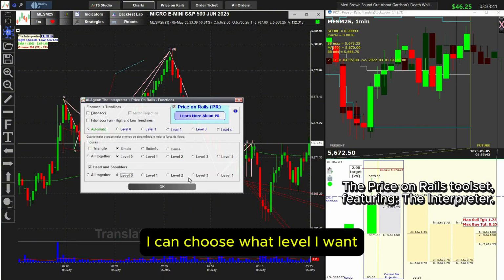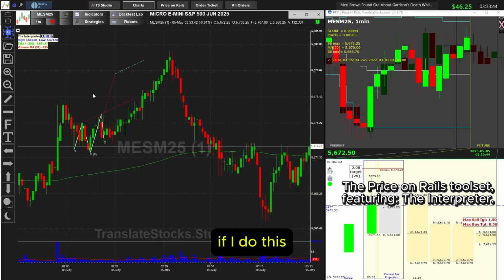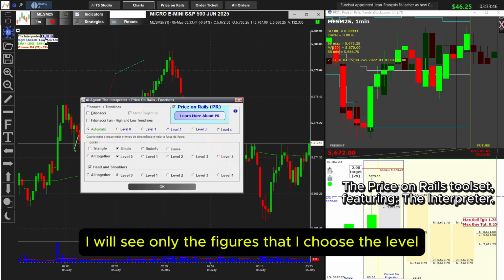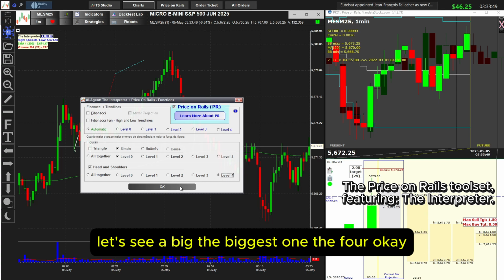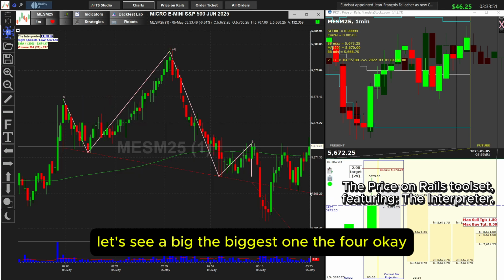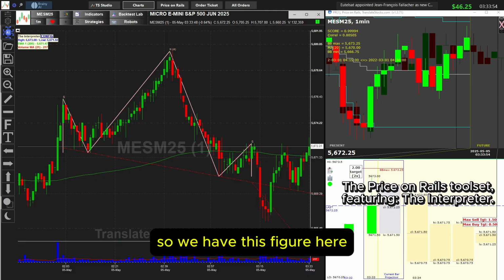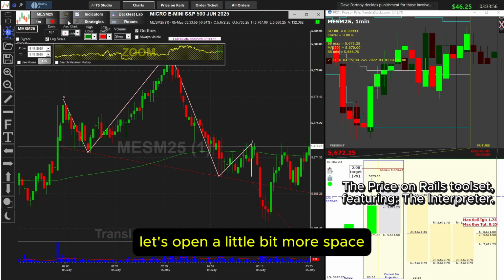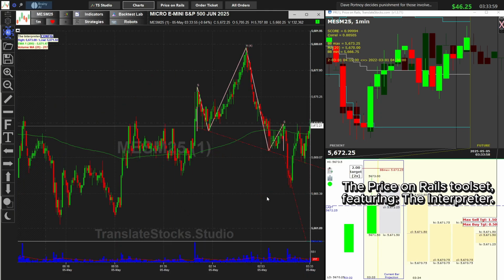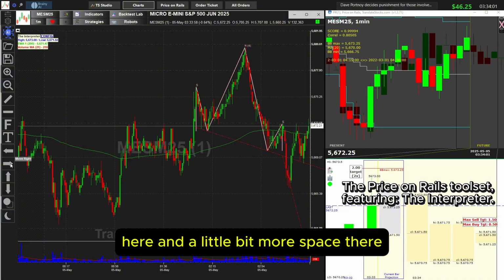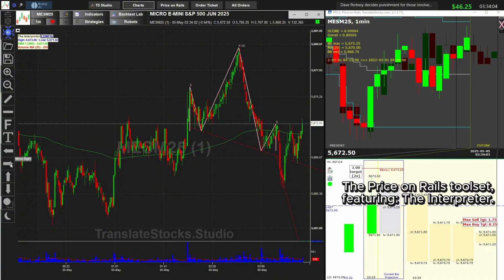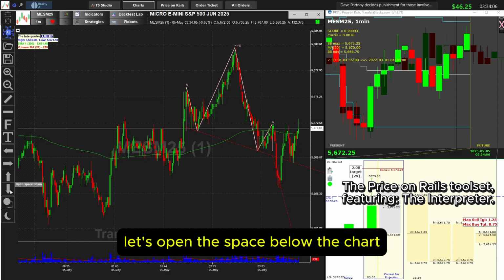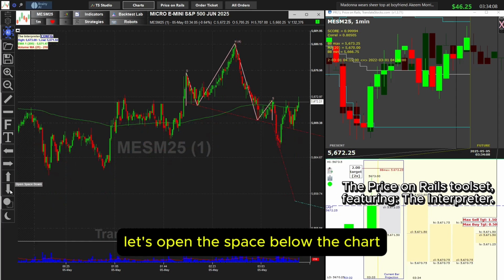I can choose what level I want. If I do this, I will see only the figures of the level I choose. Let's see the biggest one, the 4. Okay, so we have this figure here. Let's open a little bit more space here and a little bit more space there. Let's open the space below the chart.